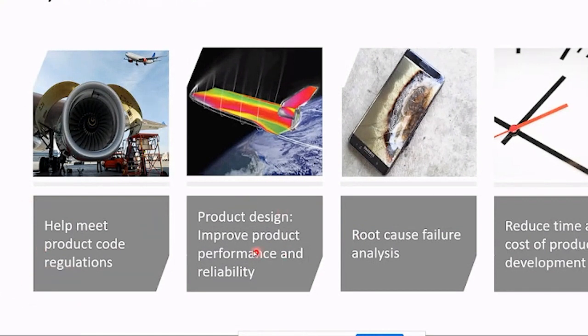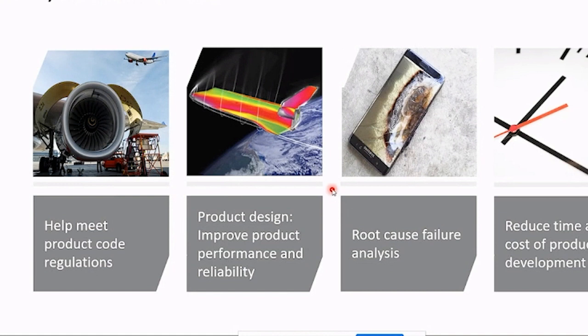Then improve product design. Let's say we already have a product, and we would like to improve its performance or reliability. I will say there's a warranty issue or something. Then we need to improve the design. Again, simulation helps us to improve the performance of the product.